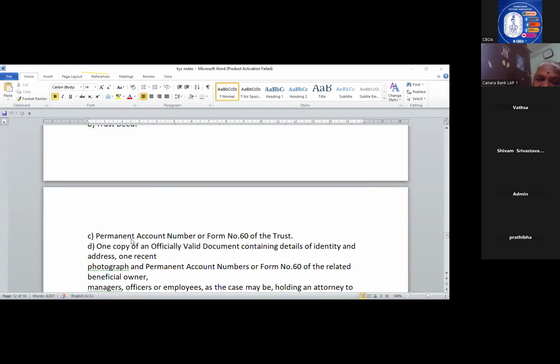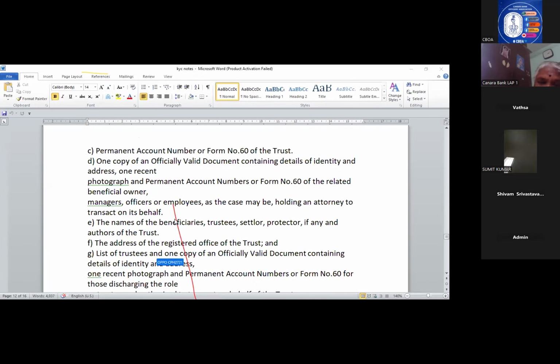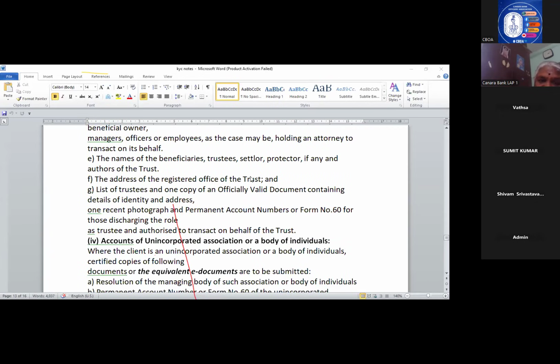When it comes to trust, the registration certificate and trust deed are very important. And the trust should give a resolution telling who is going to sign and operate the account. Then we have to get the KYC of those persons who are signing, the address of the registered office of the trust, and the list of the trustees.